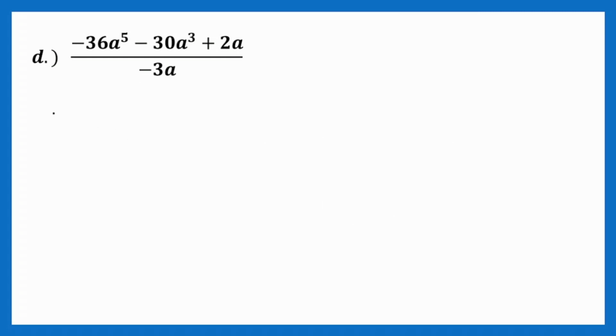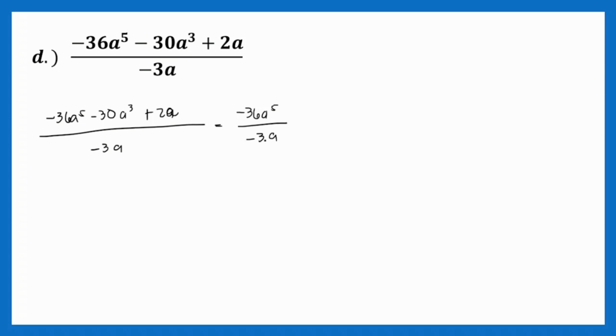Alright, so letter D. Ayan. Negative 36a raised to 5, negative 30a cubed plus 2a over, this is a, negative 3a. So, first thing we have to do, hiwa-hiwalayin. Okay? So, since you have 3 terms, dapat makakita tayo ng tatlong fractions na magkakahiwalay. Alright, so let's work on negative 36a raised to 5. Over mo yan sa negative 3a.